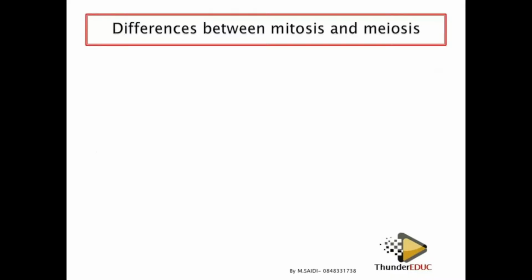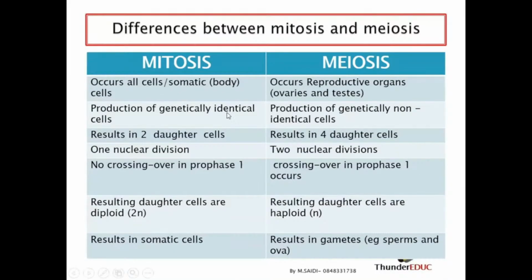What about the differences between mitosis and meiosis? Okay, here we say that mitosis occurs in the body cells, which you call somatic cells. Meiosis occurs in the ovaries and testes, resulting in gametes. Mitosis produces genetically identical cells, well, these ones are genetically different. This one results in 2 daughter cells, while this one results in 4 daughter cells. These cells must undergo maturation, interphase, so that they mature and form real cells. We call them daughter cells because they are still young.